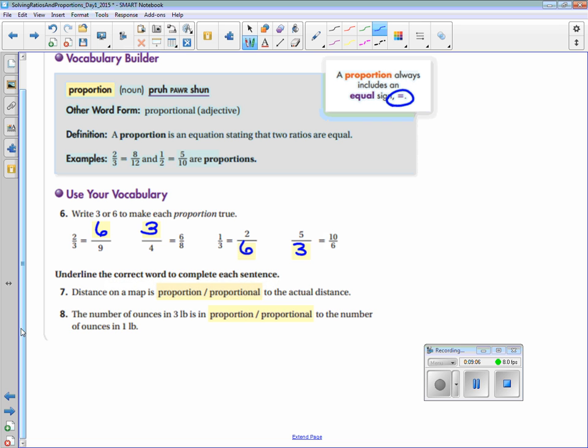You divide by 2, right? So those are all just things we know. How to make them equivalent, we know, okay? Distance on a map is proportion or proportional to the actual distance. What word is the correct word that will fit in that sentence? Proportional, okay? Good. The number of ounces in 3 pounds is in proportion or proportional to the number of ounces in a pound. In proportion is the same thing as proportional, okay? Just different ways of saying kind of the same thing.